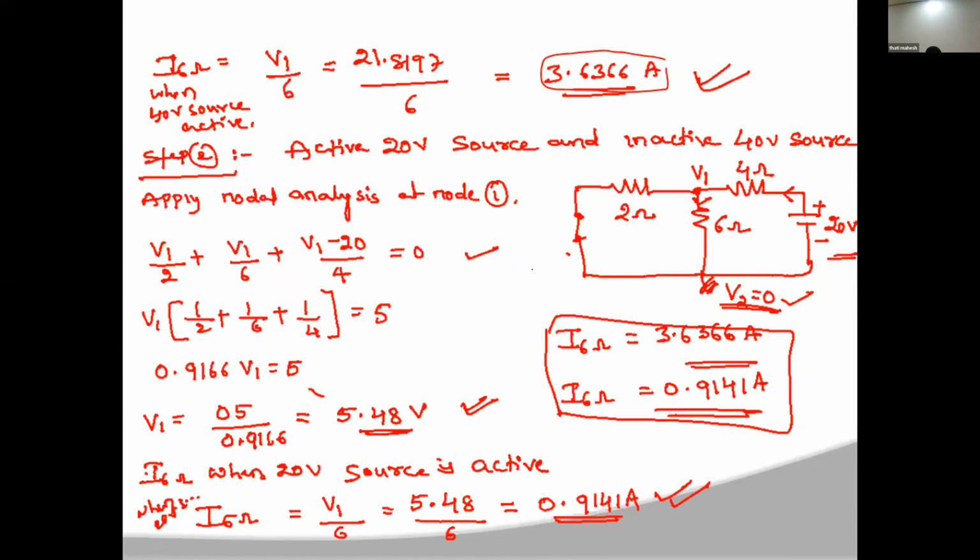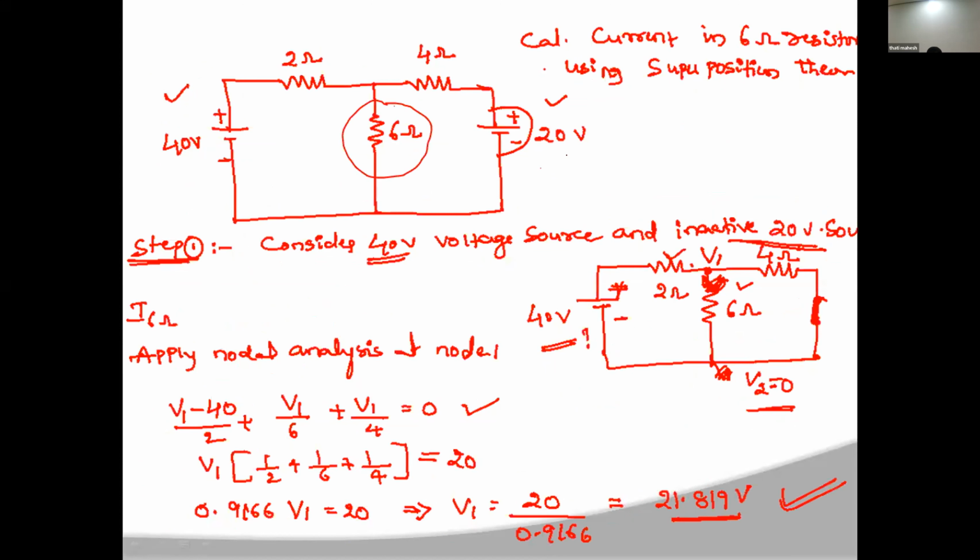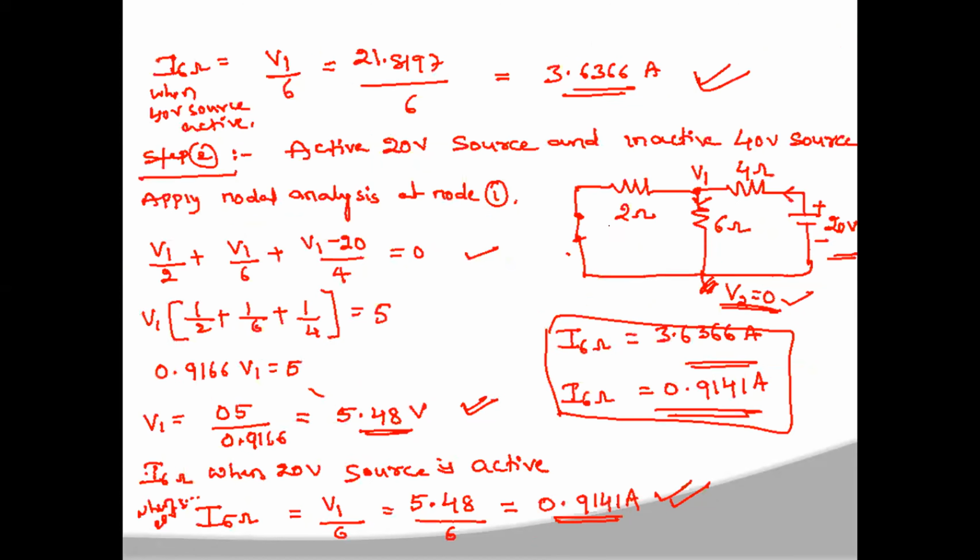In this case, first I am activating the 20 volt source. What happens to the other source? If it is a voltage source, we short circuit it. I am short circuiting here. Find out the current across this one. Again I am applying node analysis: V1 minus 0 by 2, V1 by 6, V1 minus 20 by 4. From here we get the V value, 5.95. I want this current now, so V by 6, that is 5.59 by 6. That is the first case, when 20 volts is acting.